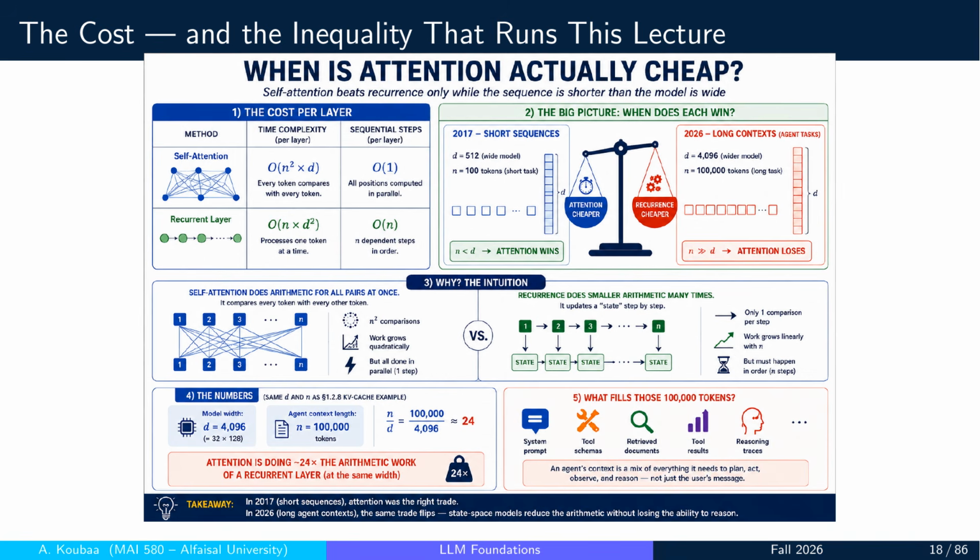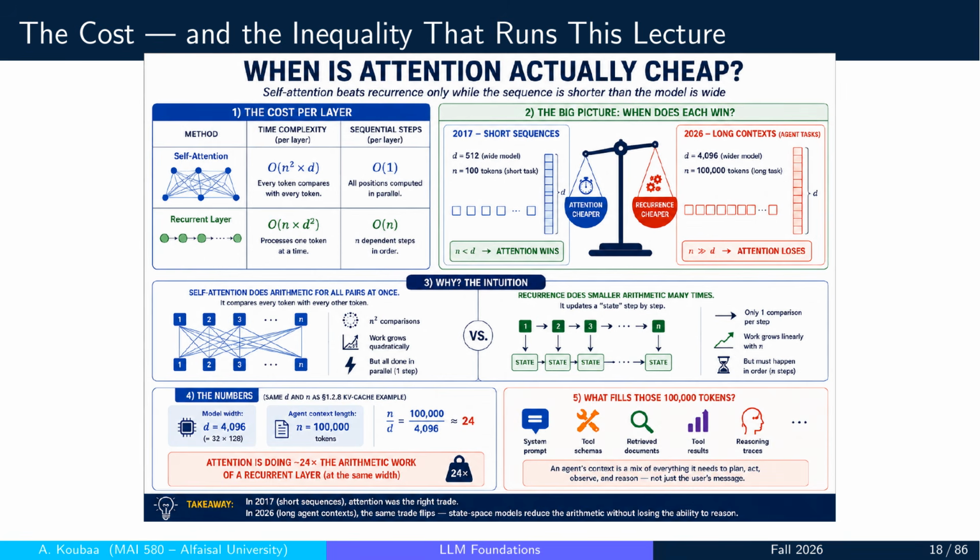Now, the second complexity dimension, because time complexity is only half the table. The other column is sequential steps. How many operations must happen strictly one after another? For attention, during training, that is order 1. All positions are computed in a single parallel pass. For a recurrent layer, it is order n, because position t cannot start until position t-1 has finished.